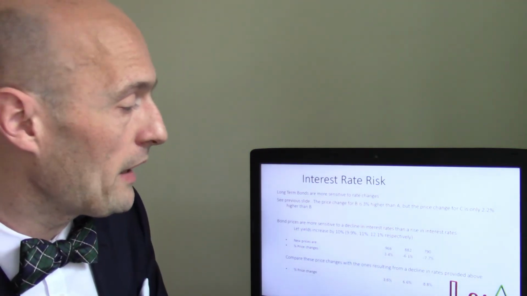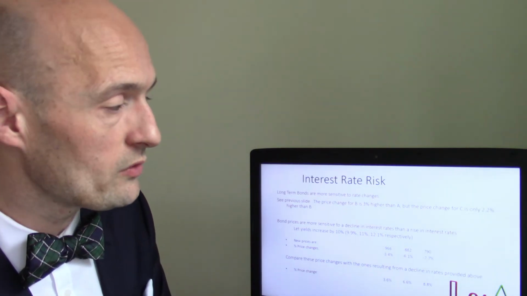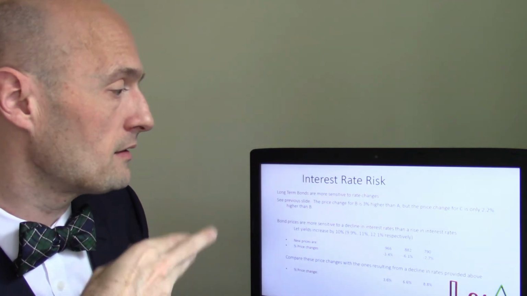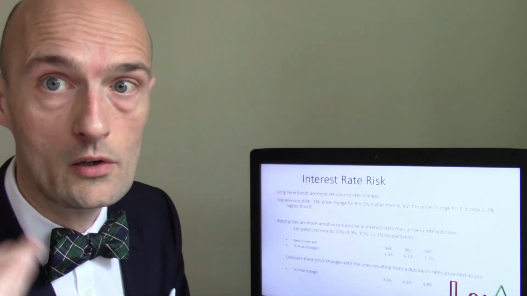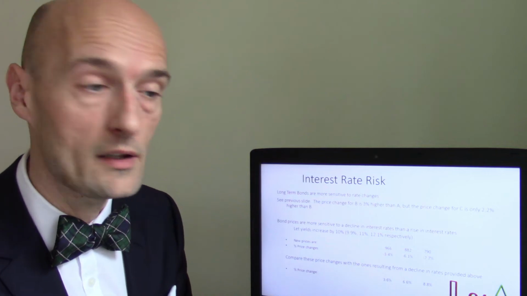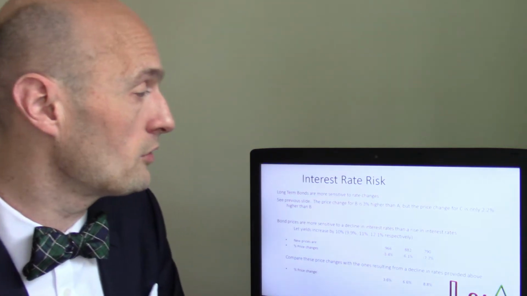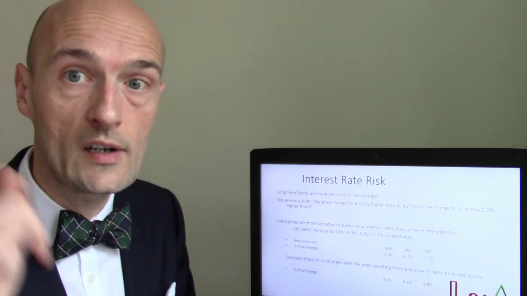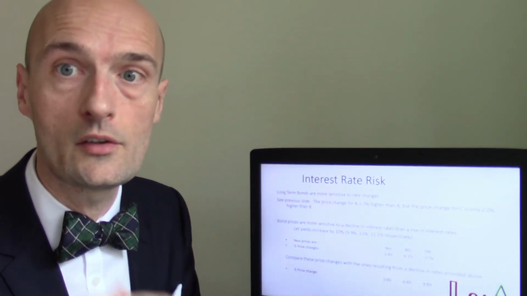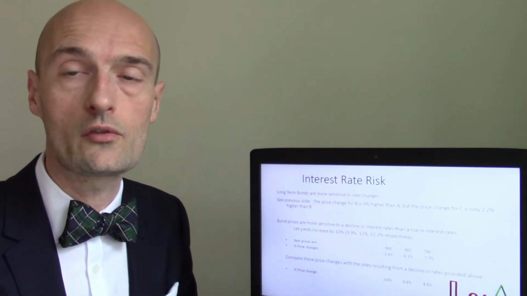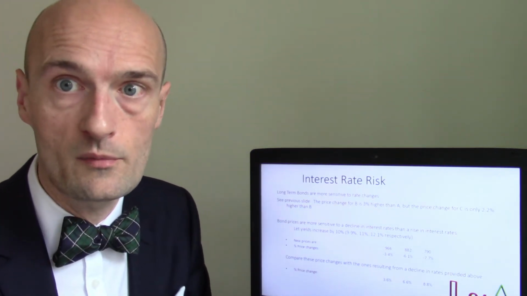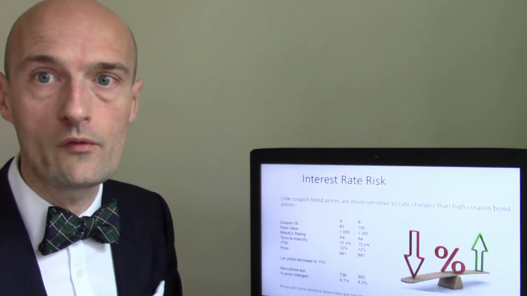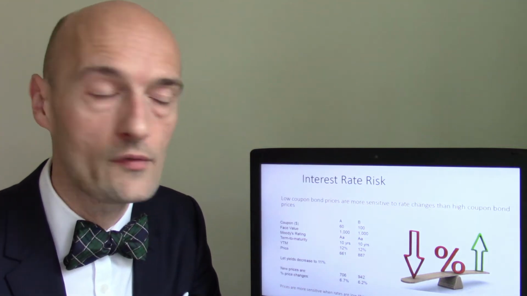If we compare those price changes with the ones we calculated a moment earlier, we can see they are smaller percentage changes than when the interest rates went in the other direction. So bond prices are more sensitive to a decline in interest rates than to an increase in interest rates. And that's just the mathematics of bond pricing. That's just the way it works. What else can we find out about how bonds are affected by interest rates?